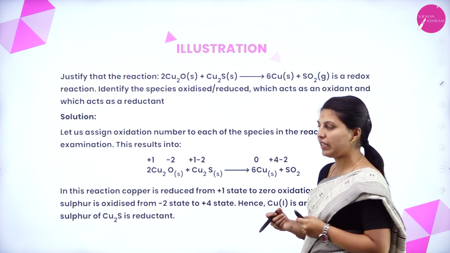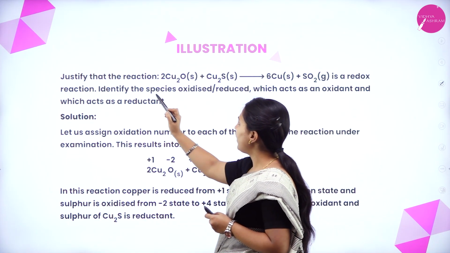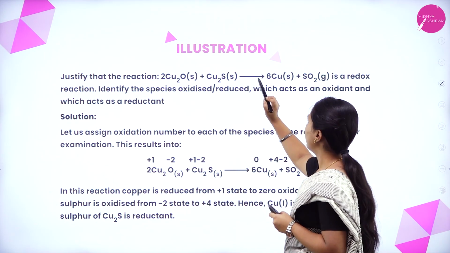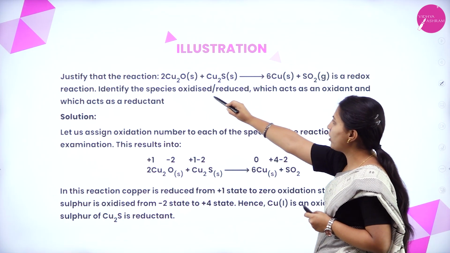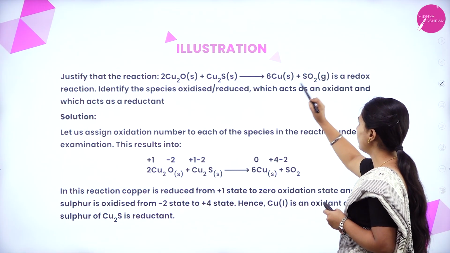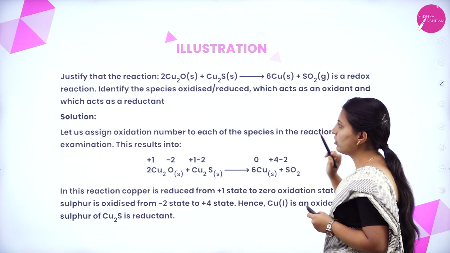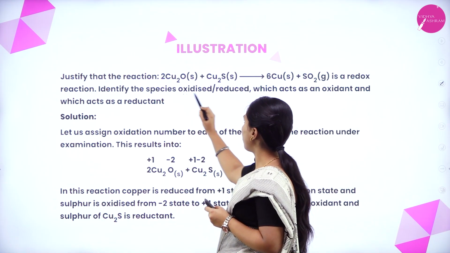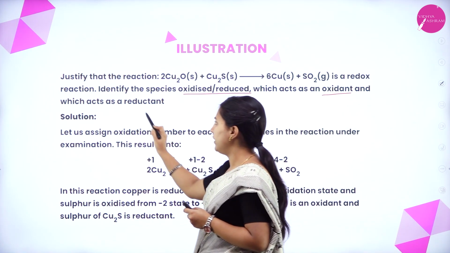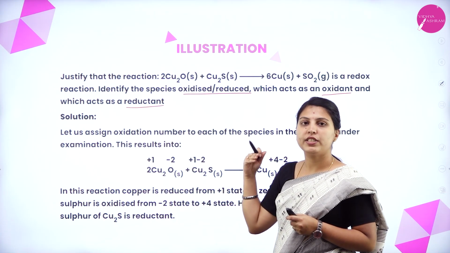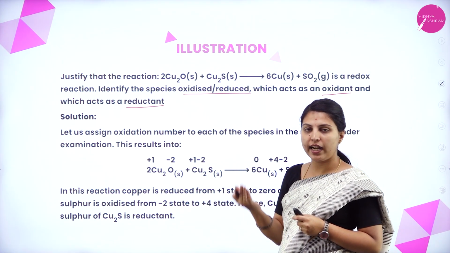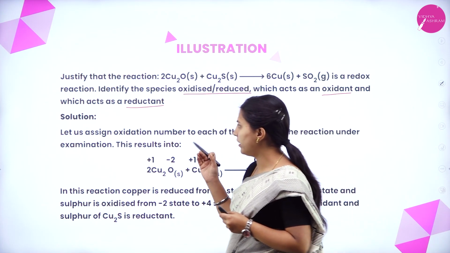Next illustration, we will see one example. Justify that the reaction Cu2O plus Cu2S giving rise to 6 Cu plus SO2 is a redox reaction. Identify the species oxidized and reduced, and which acts as oxidant and reductant. Here you have to identify which has been oxidized or reduced, which is the oxidizing agent, the oxidant, and which is the reducing agent, the reductant.